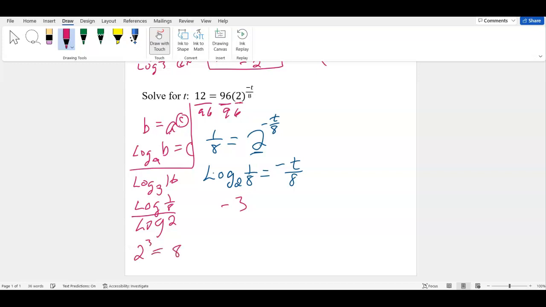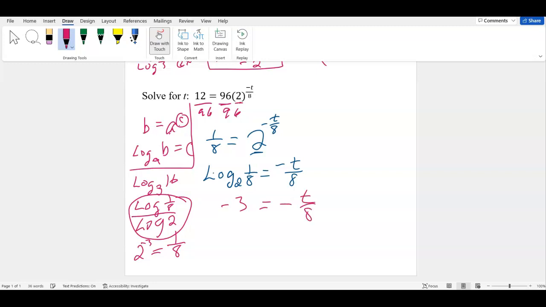Because I know 2 to the 3rd power equals 8. And so if I make that a negative 3rd power, that gives me the reciprocal of 8, right? If that's a negative, it gives me 1 over 8. So that's going to be a negative 3, and you can do that on your calculator if you plug that in. And then that equals negative t over 8.